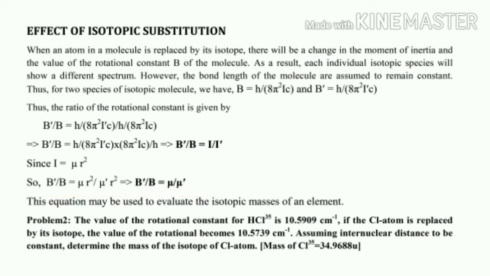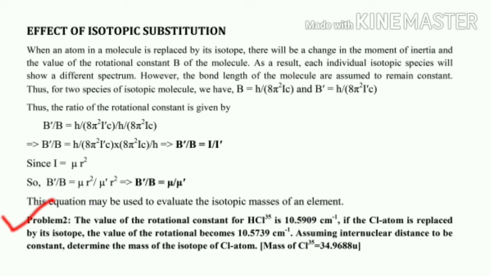For example, in this problem, the value of the rotational constant for HCl-35 molecule is 10.5909 centimeter inverse. If the chlorine atom is replaced by its isotope, the value of the rotational constant becomes 10.5739 centimeter inverse. Assuming internuclear distance to be constant, determine the mass of the isotope of Cl atom. Given mass of 35Cl atom is equal to 34.9688. So you try to solve this problem.